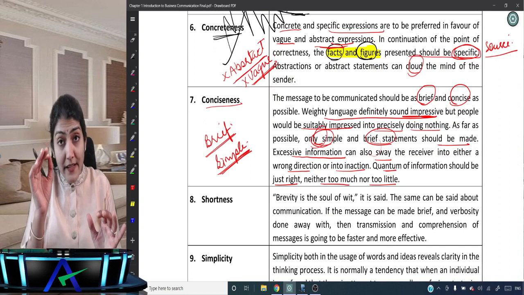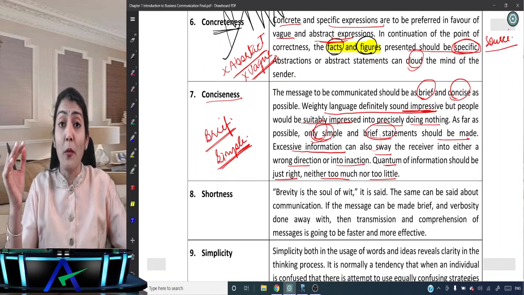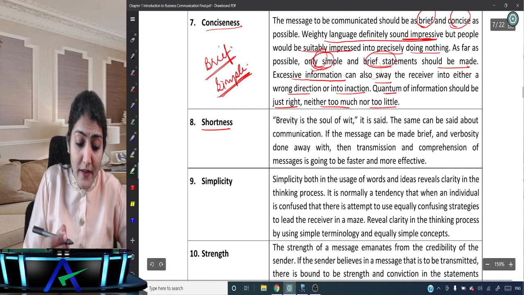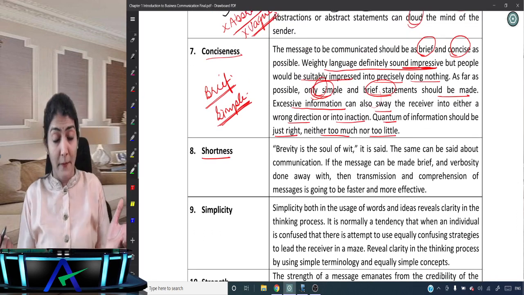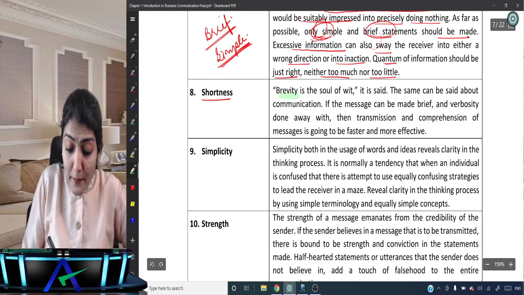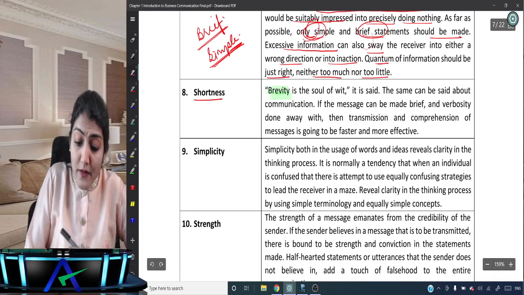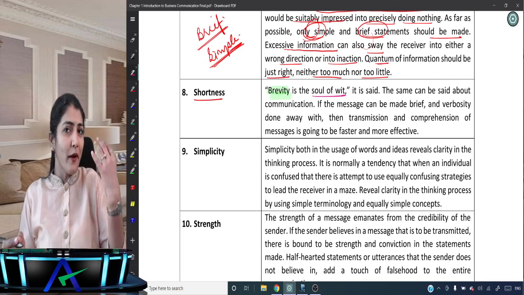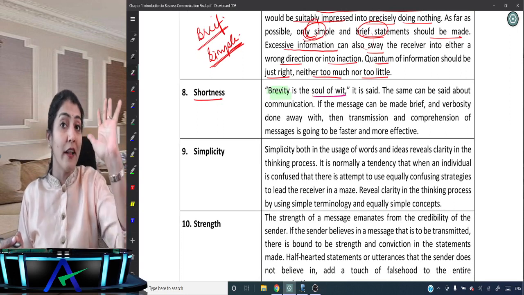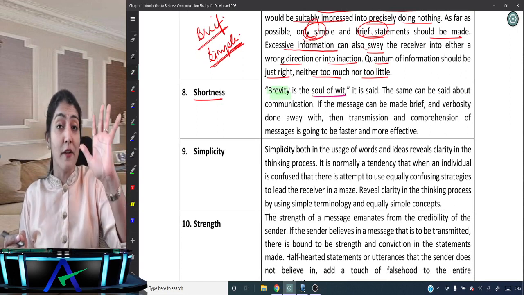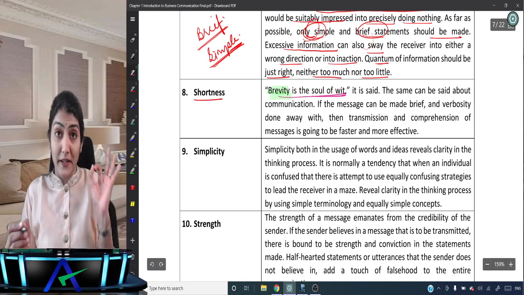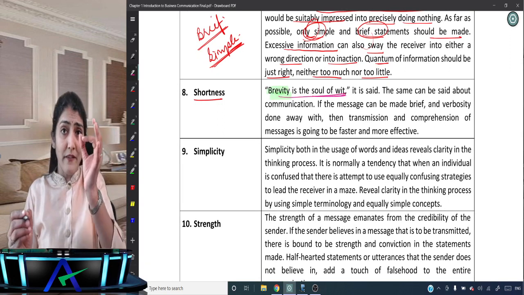What have we seen so far? The 7 C's. Now we come to the 4 S's. Again, shortness. Shortness comes along with conciseness. And also brevity, being brief in your communication, is the soul of wit, intelligence. If you can put your point across in a few words, then you are very intelligent and very effective in your communication. Brevity is the soul of wit, and that shows that you are very intelligent.